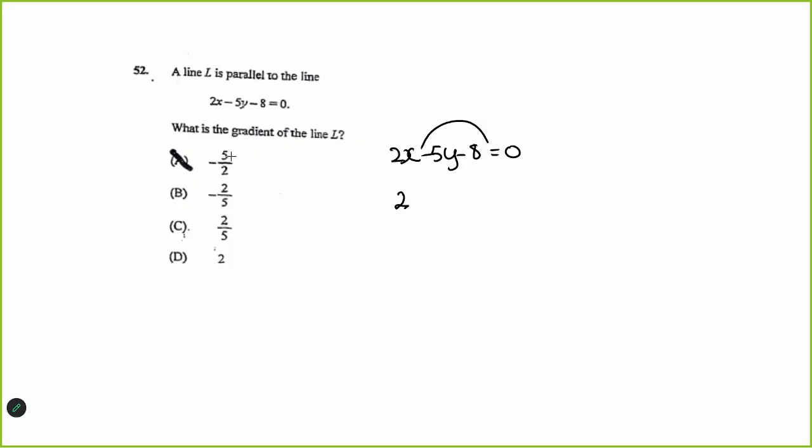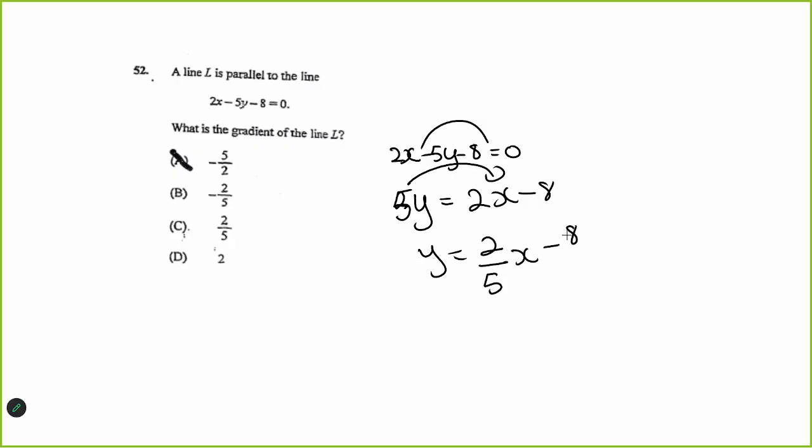This is incorrect, by the way. Yeah? This is not your answer. Negative 5 over 2 is not your answer. You're looking for the gradient, which is the number in front of x. So you'll get positive 5y is equals to 2x minus 8. If you carry this across, y is equals to 2 over 5x minus 8 over 5. Right? So the answer here is C, not A.